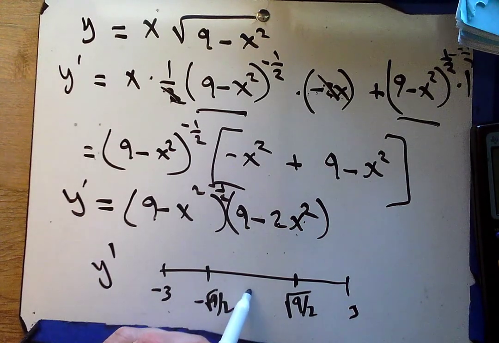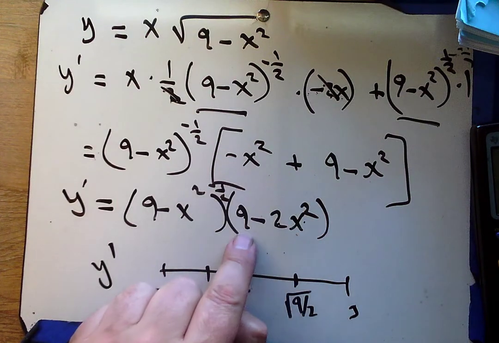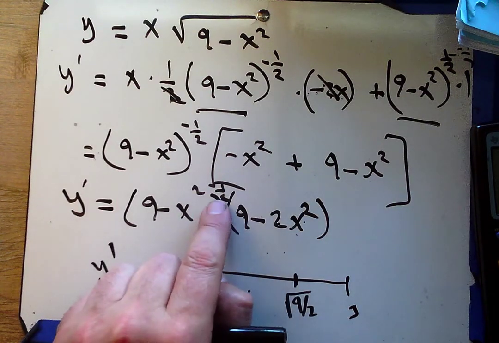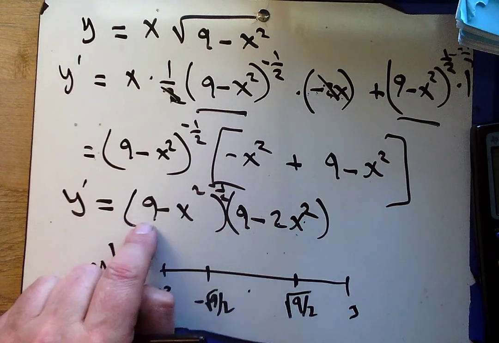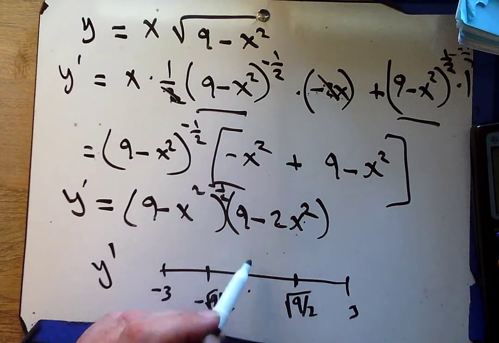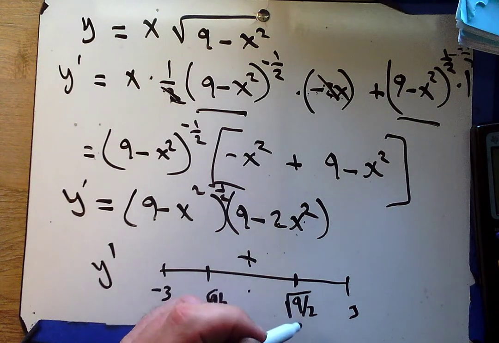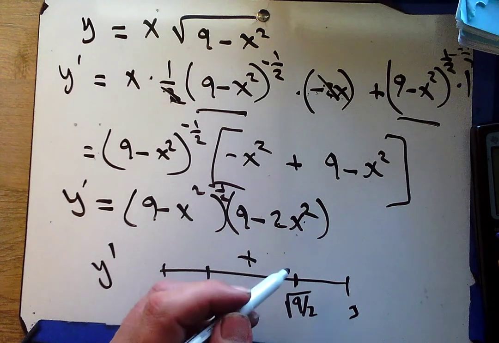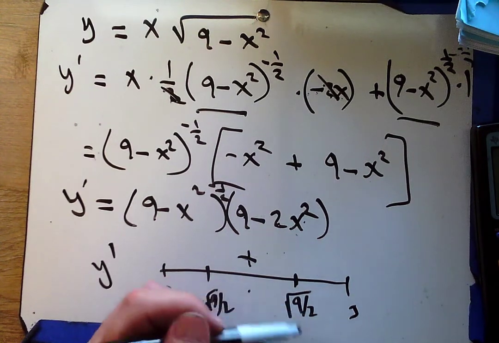I'll plug a 0 in. I have a 9 on top, and I have square root of 9 on the bottom. 9 divided by 3, positive 3. Okay, so this is square root of 4.5. Well, it's bigger than 4. So it's bigger than the square root of 4, which would be 2.